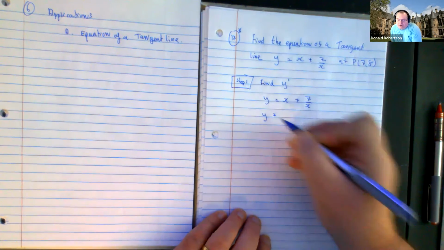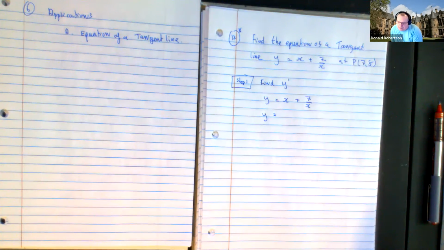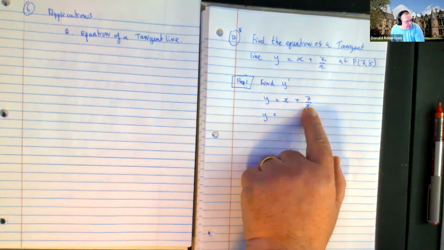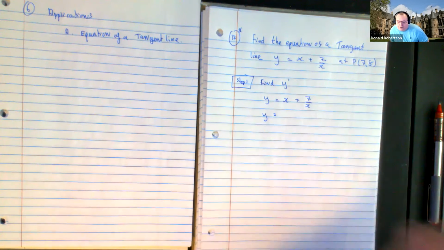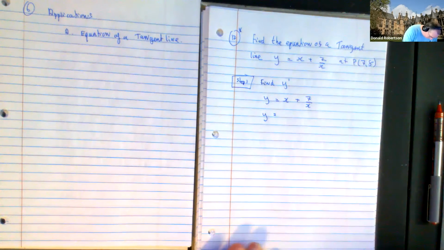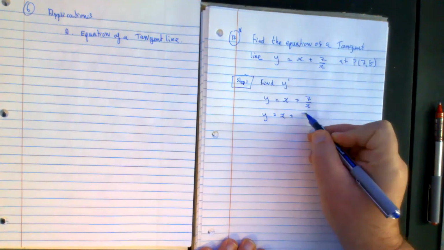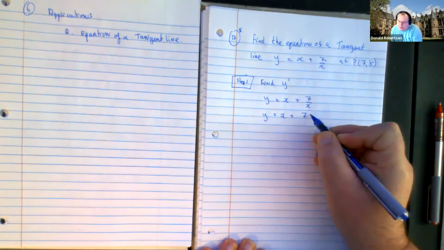I need to write it in a format that is going to allow me to use the power rule. I can't do it with this guy. Any volunteers for how to rewrite this so that we can use the power rule? Rewrite it as x plus 7 to the negative 1. You all comfortable with that?